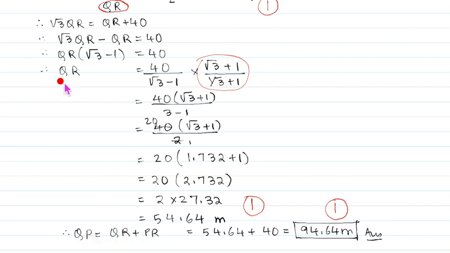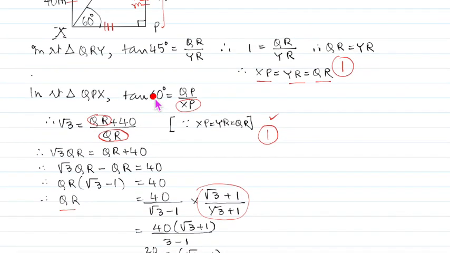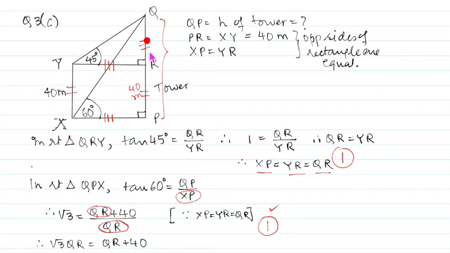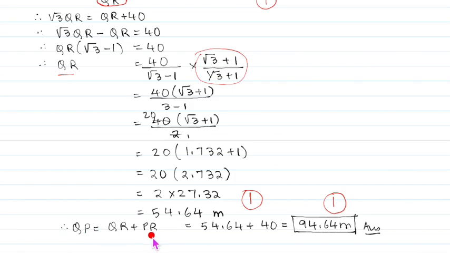What was this that you found? QR. Where is our QR? Here. We don't want QR. We want QP. We want this full thing. So 40 is to be added. We have found out this. Then you add 40 and you get this whole thing. So we've written just that, and then this is your answer.